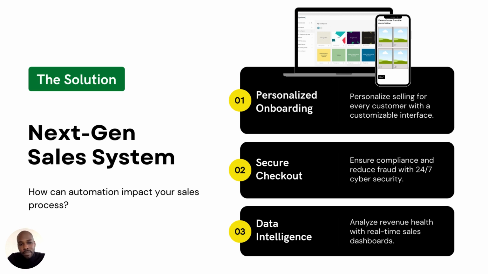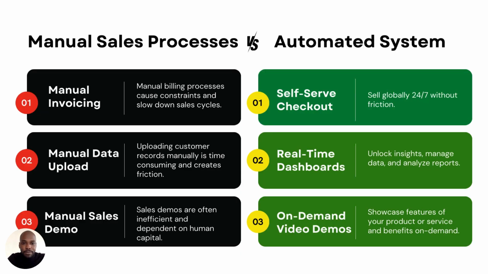Two is secure checkout. So you want to remain compliant whenever you're processing payments. So Stripe's built-in compliance also fights fraud 24/7 to eliminate costly bottlenecks in the form of disputes or chargebacks. And three, data intelligence. So analyzing revenue health or real-time sales dashboards keep your business up to date with key metrics to unlock and understand performance based on your sales.